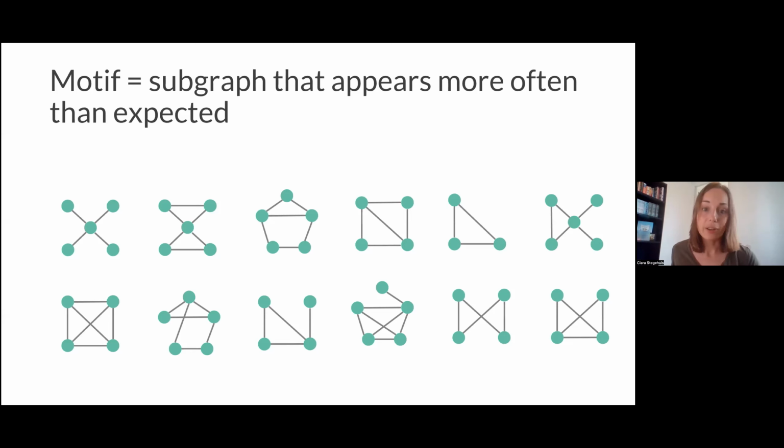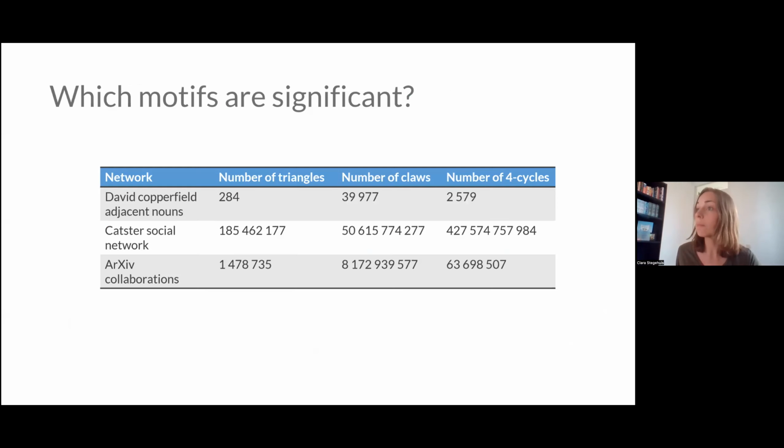But this is already not a very simple definition, because, for example, suppose that we have these three data sets. One is about words in the book David Copperfield. The other one is a social network. The other one a collaboration network. And here I listed the number of triangles, claws, which is another subgraph, and a cycle, so like a square.